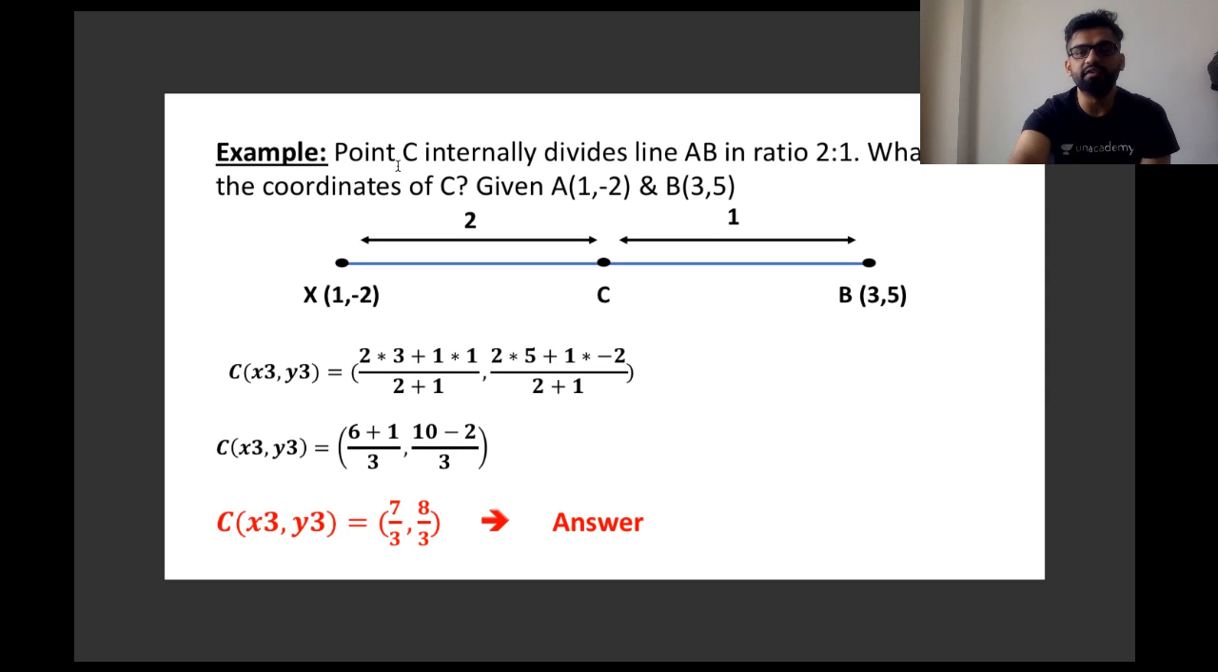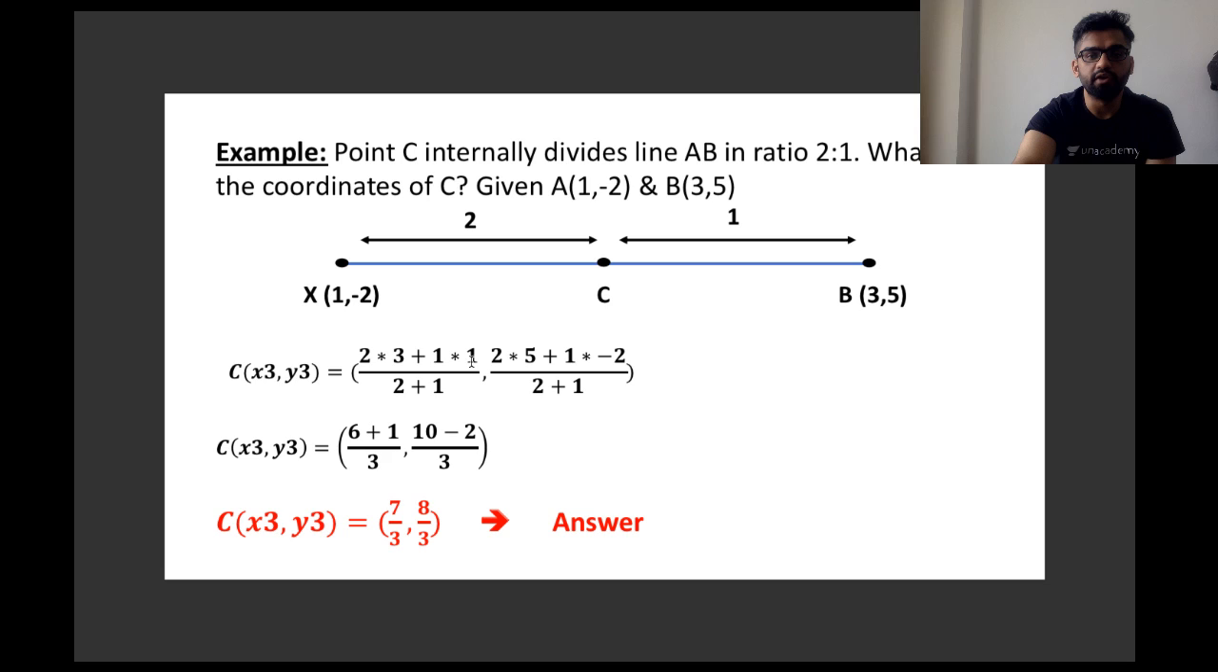Point C internally divides line AB in the ratio 2:1. What are the coordinates of C? Given the coordinates of A are (1, minus 2) and B are (3, 5). So this is what the diagram looks like. C is a point on the line AB. This is not X, but this is A, where A's coordinates are (1, minus 2) and B's coordinates are (3, 5). And C is dividing this line in the ratio 2:1.